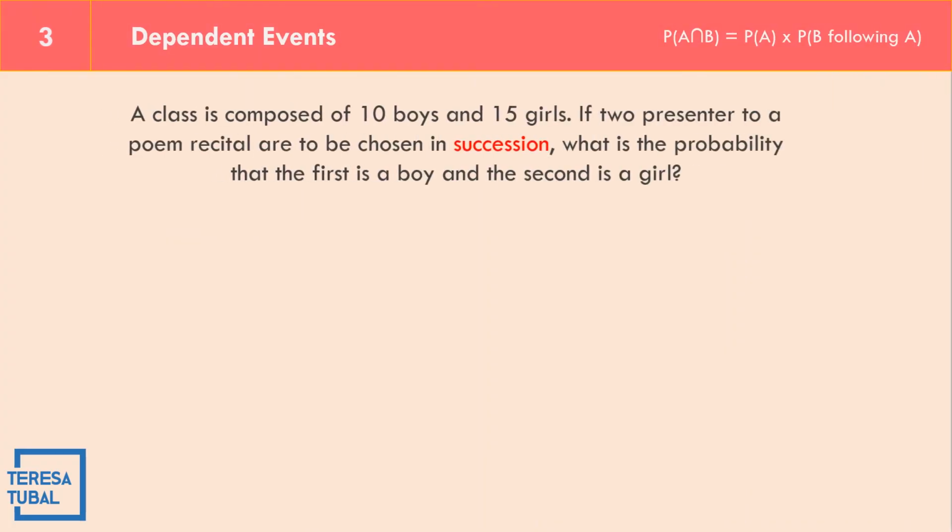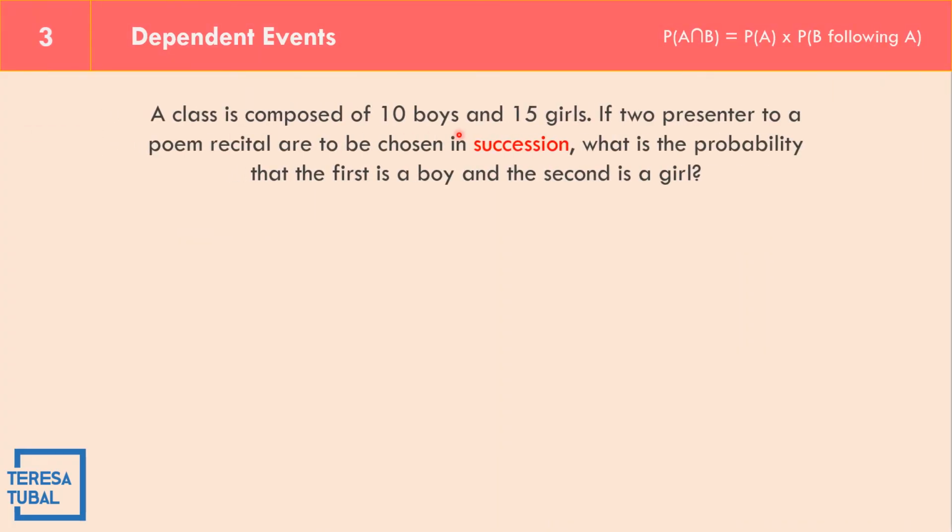In example number 3, a class is composed of 10 boys and 15 girls. If two presenters to a poem recital are to be chosen in succession, what is the probability that the first is a boy and the second is a girl? So this example is a dependent event.